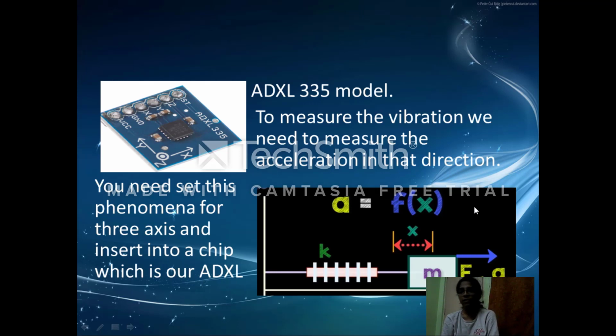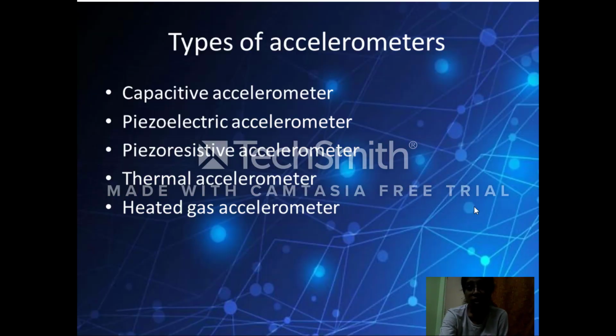We can find this displacement in many ways, one of which is a capacitive accelerometer, which uses a capacitor for finding the distance. The piezoelectric accelerometer is one way of measuring the distance. The piezo-resistive accelerometer is another way, and thermal accelerometer and heat gas accelerometer are also some other ways of measuring the distance. Now we'll see how we measure the distance by using the capacitive accelerometer.